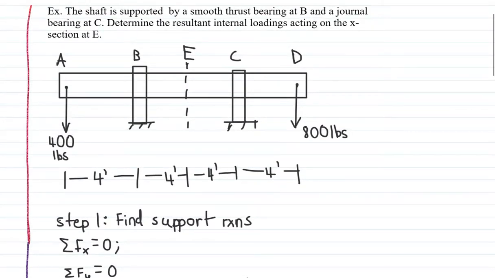We are given 400 pounds of force at A, which is 4 feet away from B, and B is a smooth thrust bearing, so it will only react with a vertical force. And B is 4 feet away from E, and C is 4 feet away from E, and C is a journal bearing, so much like B, it only offers a vertical force, and D is a vertical force of 800 pounds downwards.